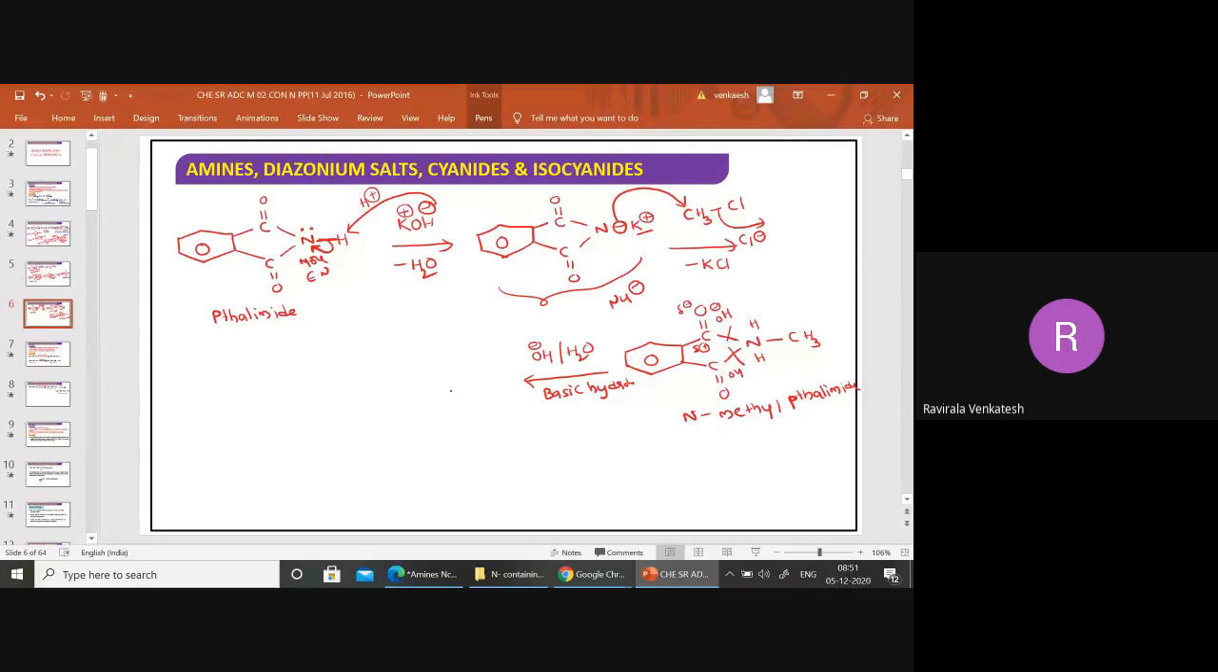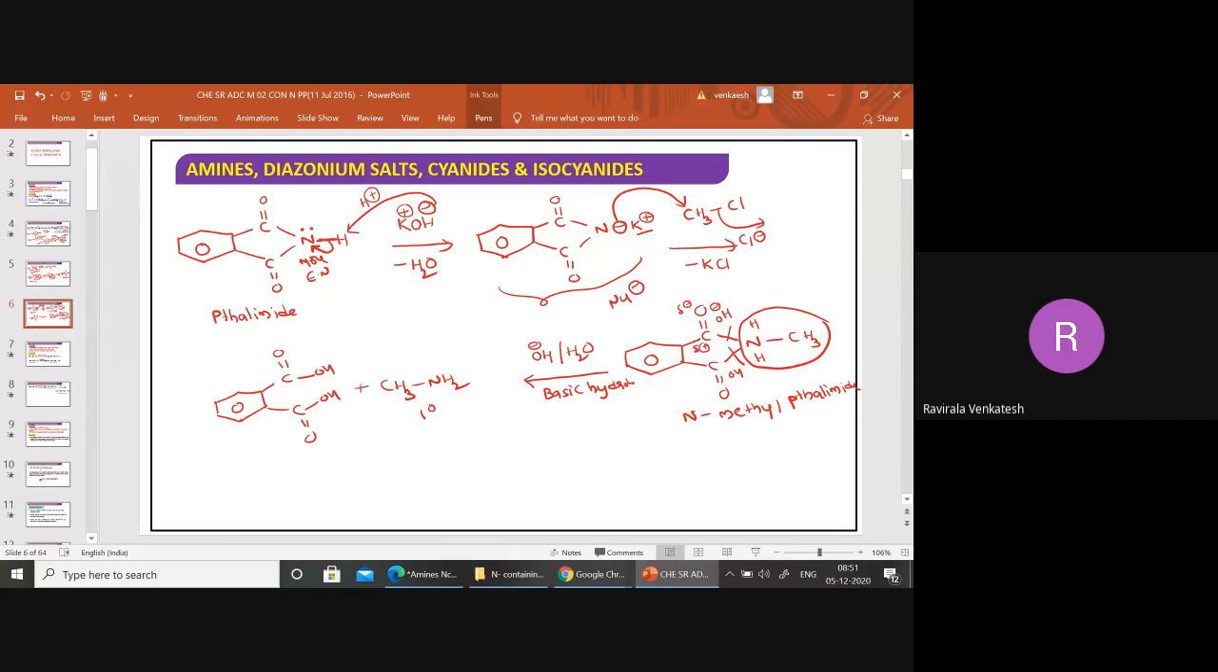So what do we get here? CH3NH2. Getting or not? CH3NH2, right? This part is CH3NH2, and this part will be toluic acid. Now toluic acid is formed again: C double bond O and again C double bond O, OH, OH.